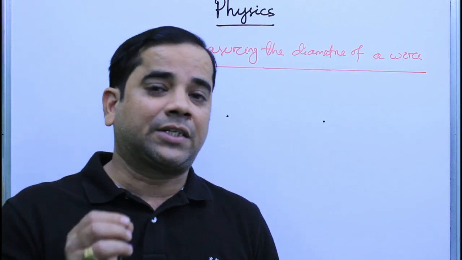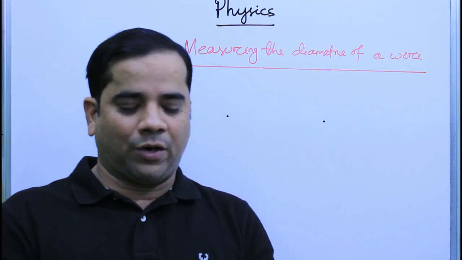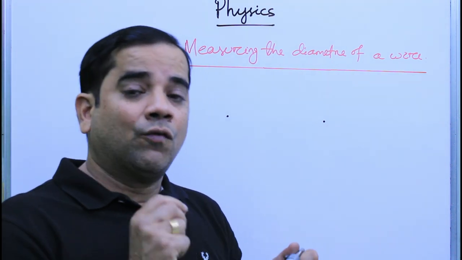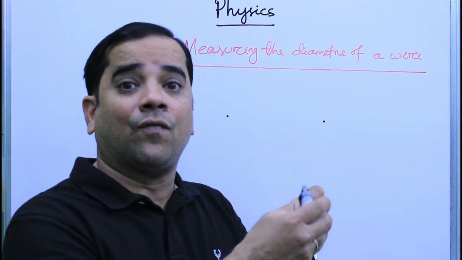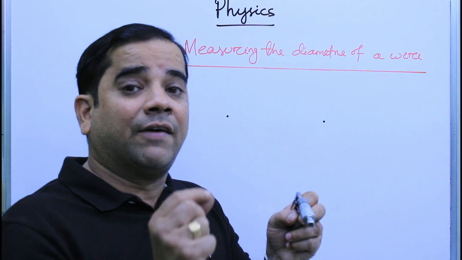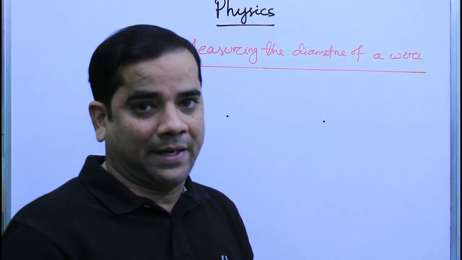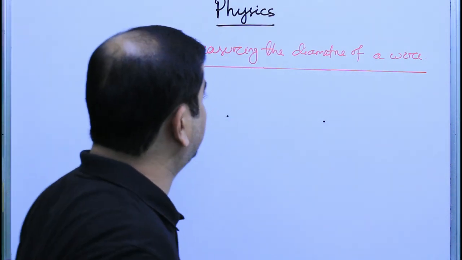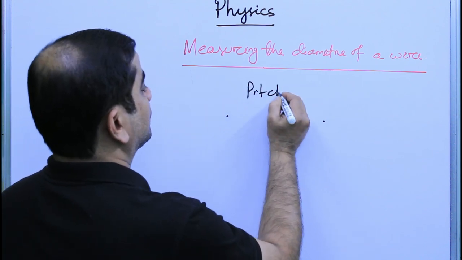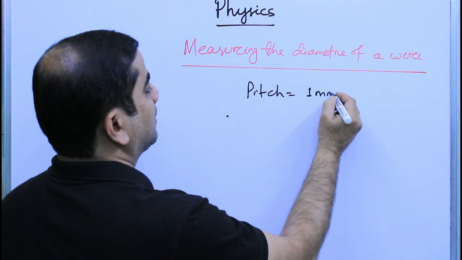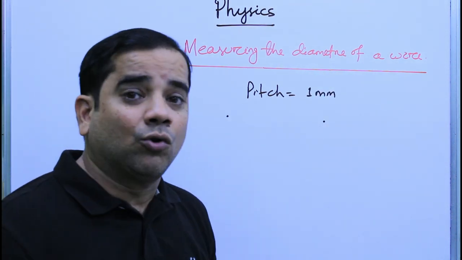For that, first of all, we need to find the pitch. Students, in this screw gauge, when the thimble goes through a complete rotation on the sleeve, it covers a distance of 1 millimeter. So, what would be the pitch? The pitch would be equal to 1 millimeter.